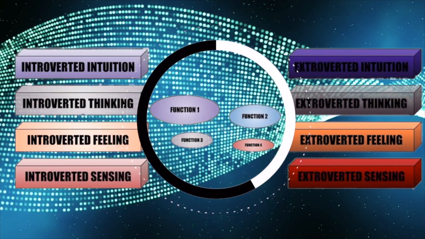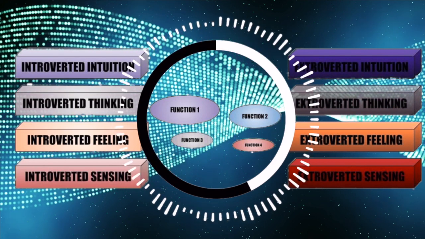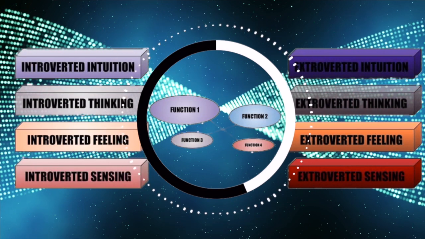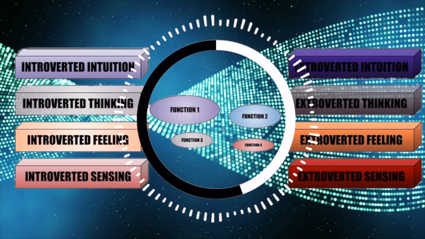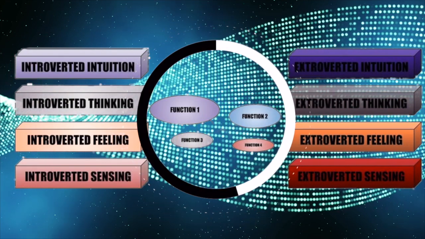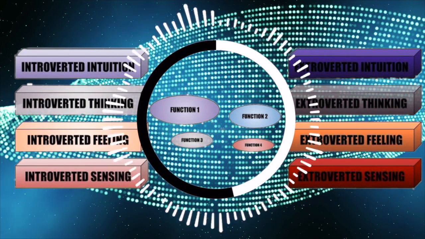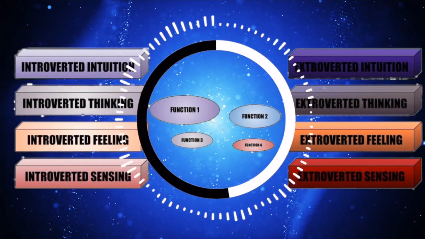The third slot is a function the individual uses third most. This is the function the individual develops a lot more as they get older. The third function is the polar opposite of the second function. And finally, we have the fourth slot. This is the function the individual naturally struggles with and may only show it in times of significant stress. This function is known as the inferior function. The fourth function is the polar opposite of the first function.